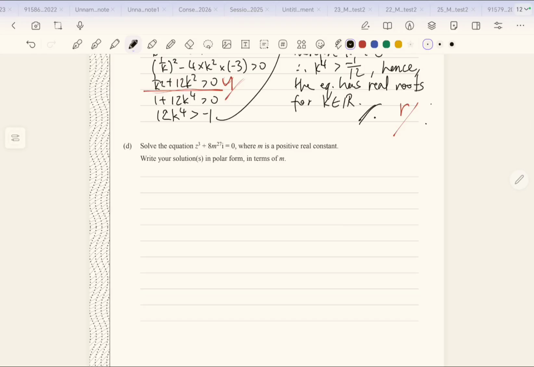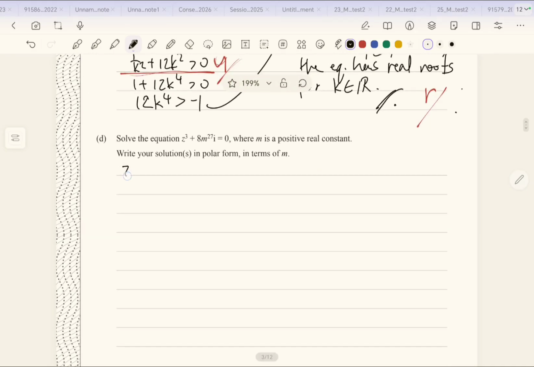This is our first complex numbers question, and we are required to use polar form. So the question asks, solve the equation z cubed plus 8m to the 27i equals 0, where m is a positive real constant. Write your solution in polar form in terms of m. Let's rewrite the equation first. Z cubed plus 8m to the 27i equals 0. So z is a complex number, if you don't know, and m is a positive real constant. Write your solution in polar form.